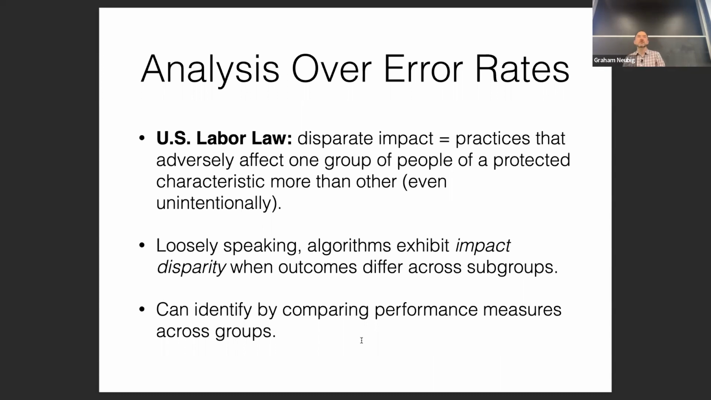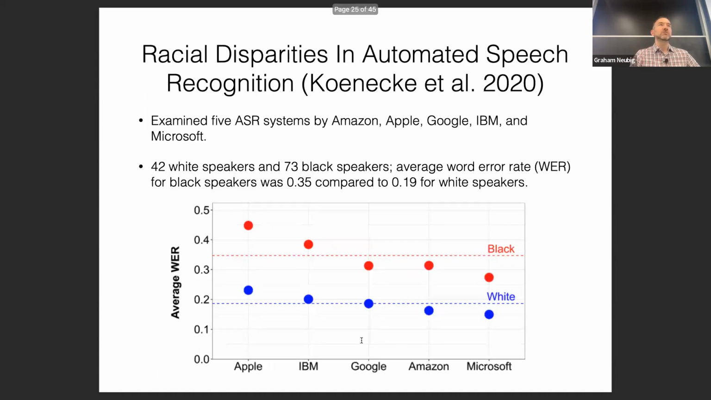So another thing is analysis over error rates. As I mentioned before, according to at least US law, and of course law in many other countries as well, you're not allowed to have systems that have disparate impact. Basically, these are practices that adversely affect one group more than another. Number one, we shouldn't be doing this. Number two, it opens you up to legal liability if it is happening. Loosely speaking, algorithms exhibit impact disparity when outcomes differ across subgroups, and we can identify this by comparing performance measures across groups.